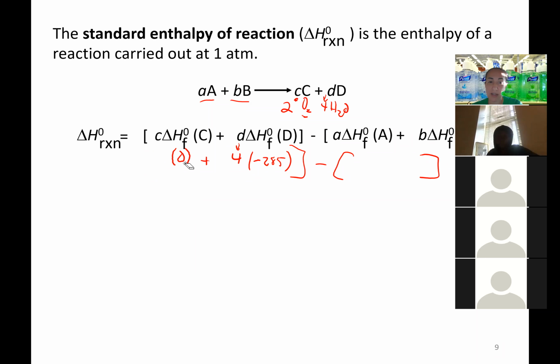Okay, I get it. Thank you. Yeah, no problem. It's really, really easy. Like it really is. All we're doing is taking products minus reactants and getting an answer. That's it.